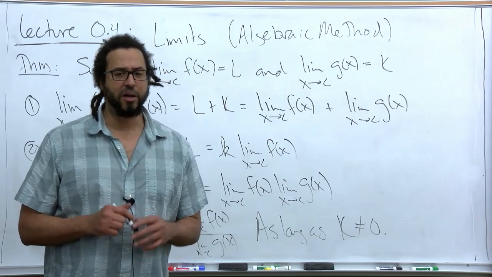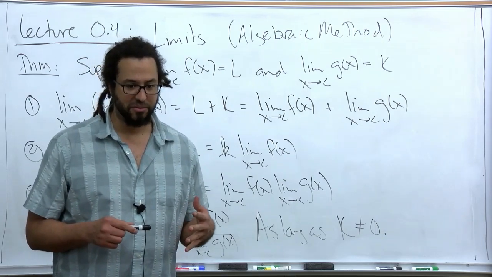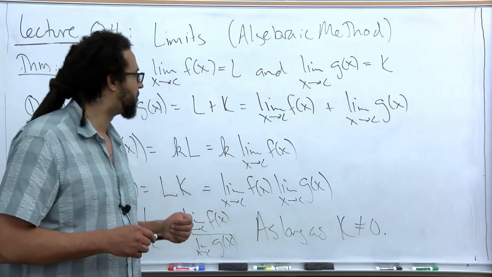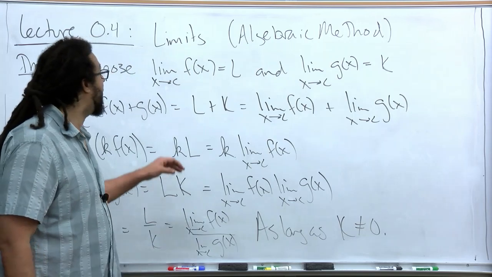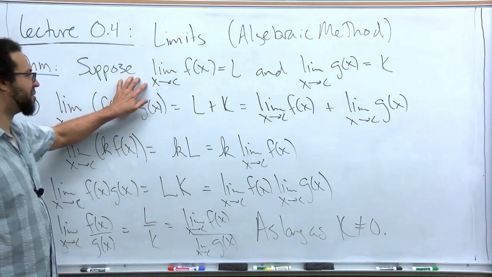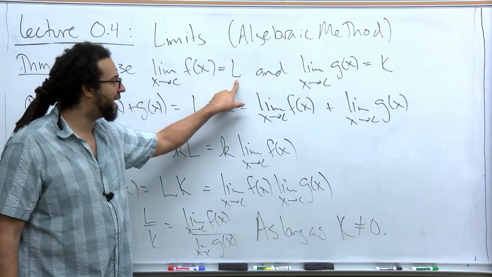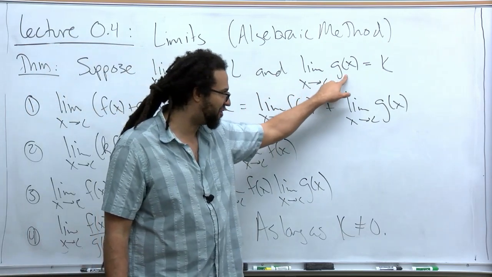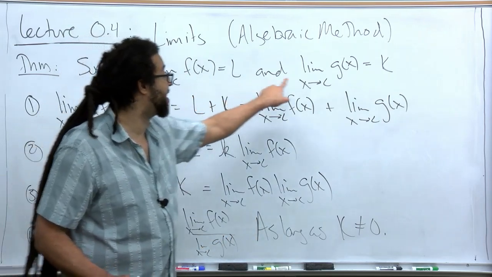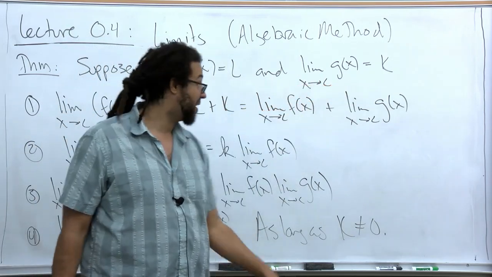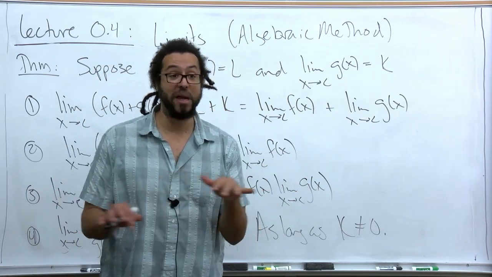Right, here is a very important theorem that will allow us to evaluate limits algebraically. So now we don't have to use tables and we don't have to use graphs. So here's what the theorem says. Suppose that the limit as x approaches c of f is equal to L, and the limit as x approaches c of g of x is equal to k. In other words, suppose that both of these limits do exist. If one of these limits fails to exist, this theorem has no meaning.